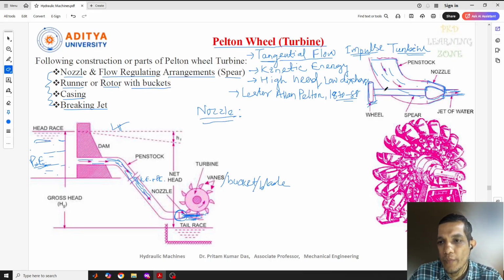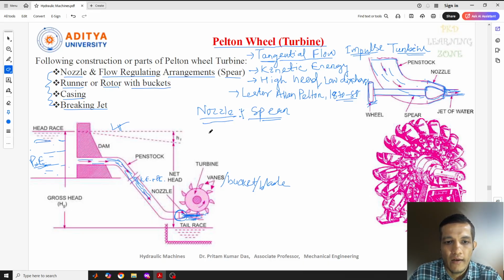When the spear is pushed in the forward direction, the flow will be reduced, or sometimes you can stop it here. And when you take this spear in the backward direction, the full flow will start flowing through the nozzle here. So we need to move it in the forward and backward directions. Based on this movement of the spear, our flow rate will be increased or decreased, and that will strike these vanes. So this is all about the nozzle and the spear, which come under the flow regulating arrangement.